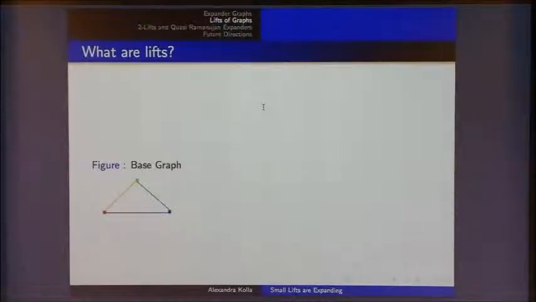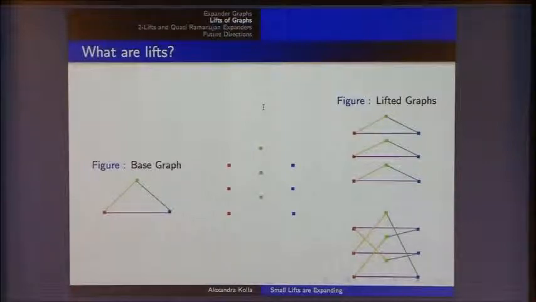So here's a base graph, 3 nodes, and a k-lift of a graph. Let's take k equals 3. It's a graph that has 3 times, or k times in general, as many nodes as the base graph. So I replace each one of the nodes by 3 copies. And let's number them 1, 2, 3. First copy, second copy, third copy. And I replace every edge with a matching between these blocks of nodes.